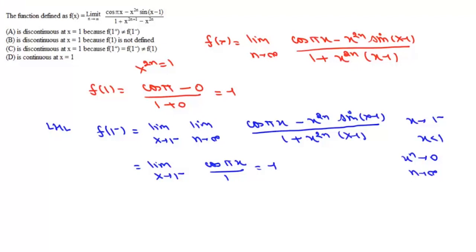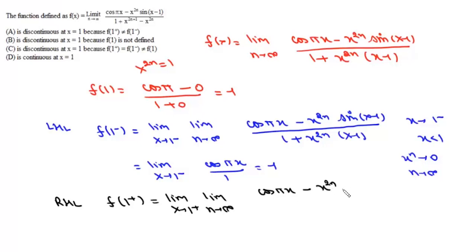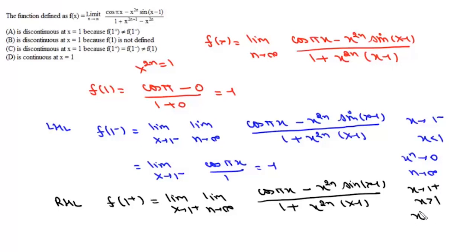Now, we will find its right hand limit. The right hand limit will be f(1 positive), which is the limit x tends to 1 positive, limit n tends to infinite, of (cos πx − x^(2n) sin(x − 1)) upon (1 + x^(2n)) into (x − 1). Now, here x is greater than 1, and if x is greater than 1, then x to the power infinite is infinite. So what we'll do in this case is divide everything by x to the power 2n.